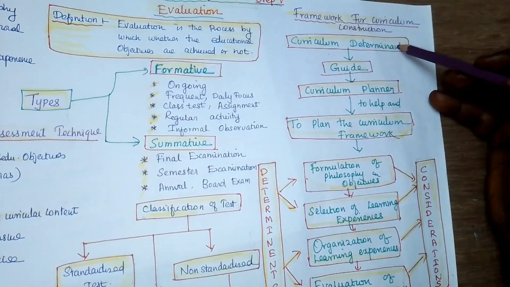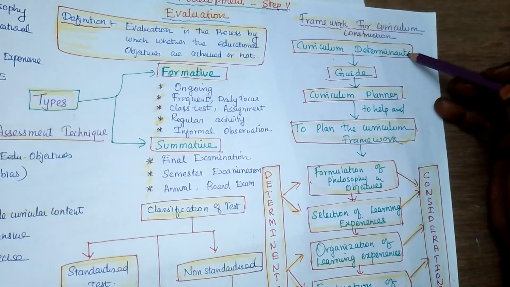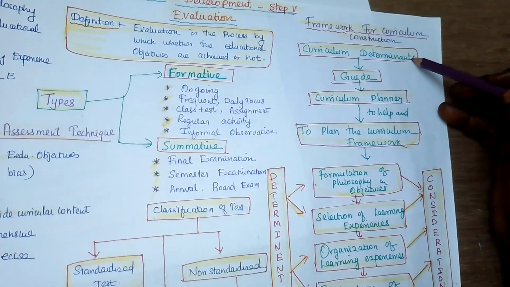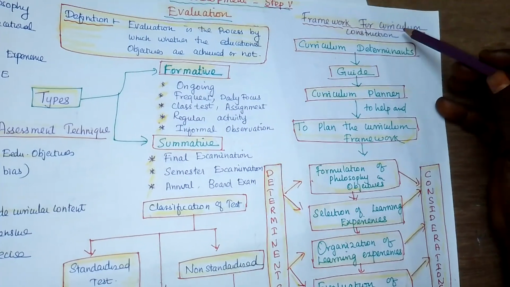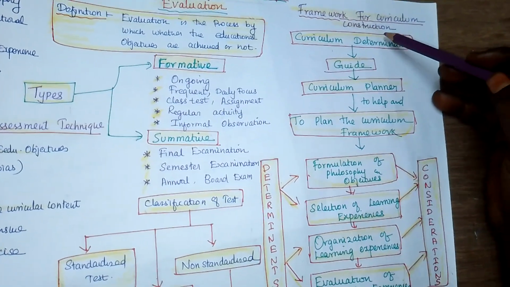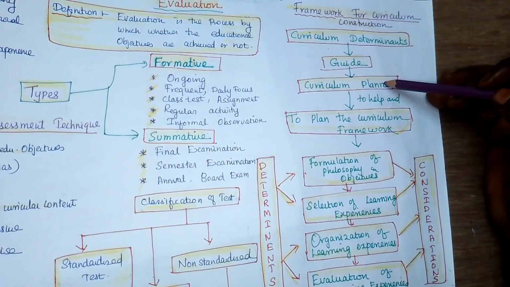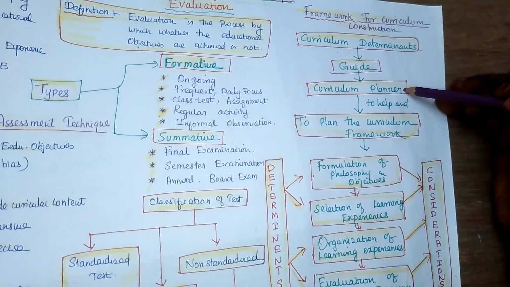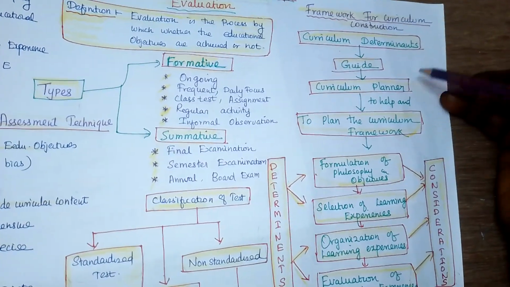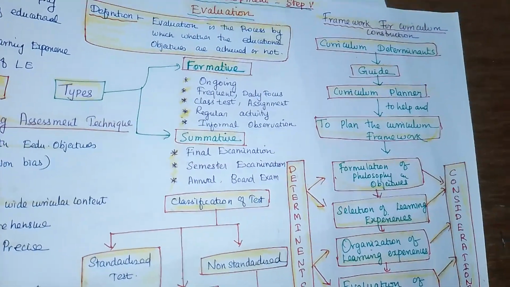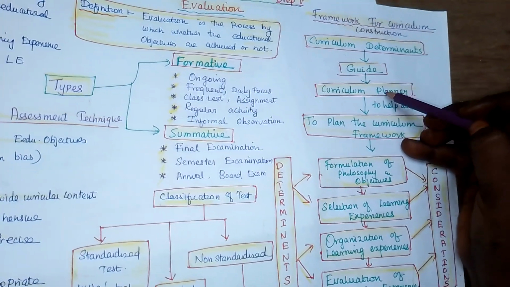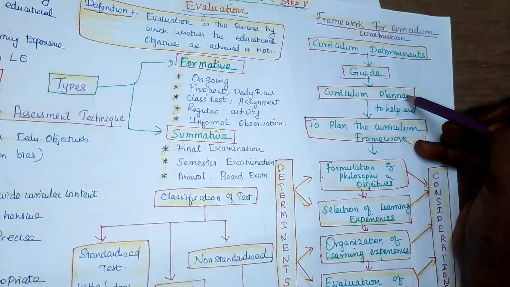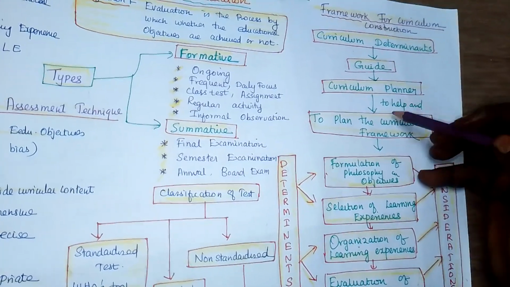Demography, sociological determinants, psychological determinants, societal values, students' attitudes, societal needs. So all these determinants will guide the curriculum planner. Who is the planner? They are curriculum experts, right? Psychologists, sociologists, INC people, higher authorities and officials will take all the determinants into consideration for curriculum planning. It will help them to plan the curriculum.